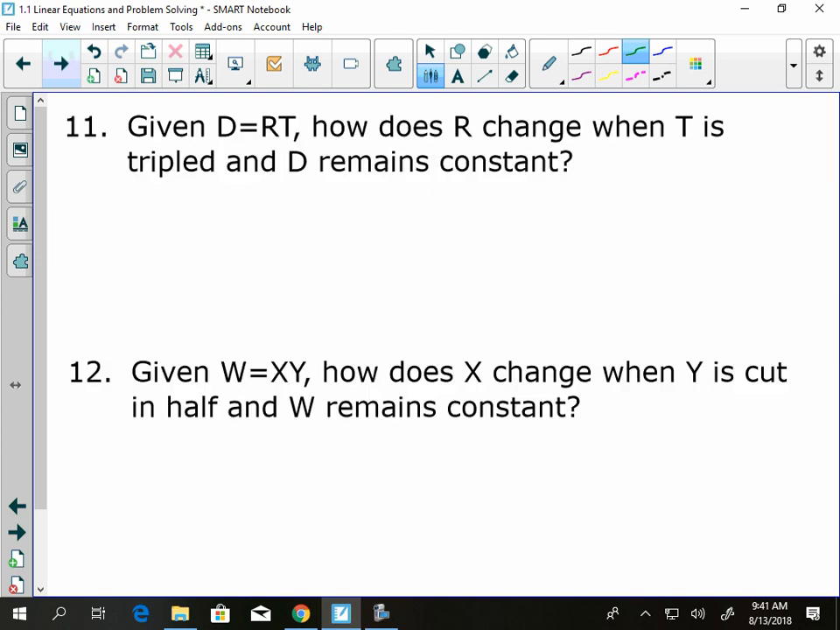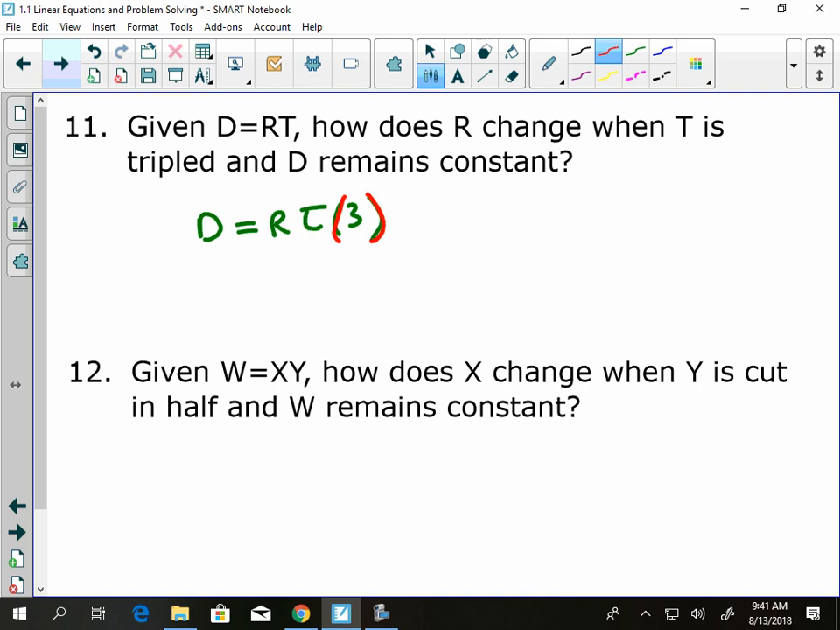Oh, boy. This is where you really need to try to pay attention, because I'm going to show you an easy way to do this if you just pay attention. So I have D equals R times T. It's distance, rate, time, but who cares? So how does R change when T is tripled? What are we going to do to T? We're going to multiply T by 3, right?